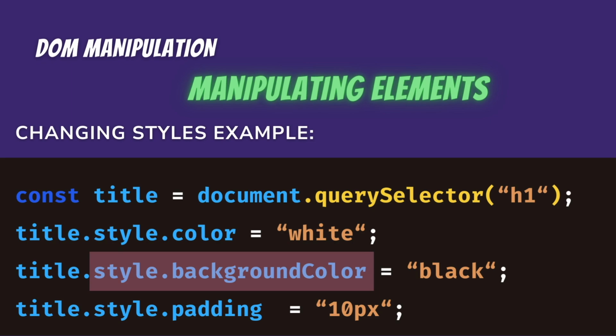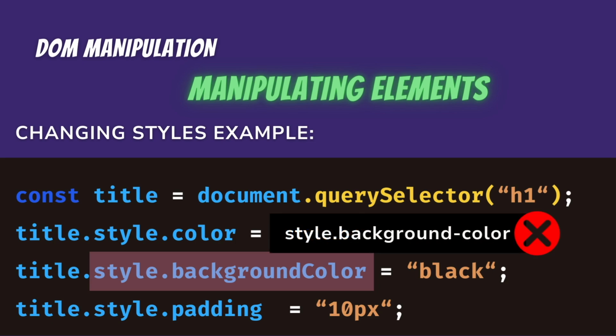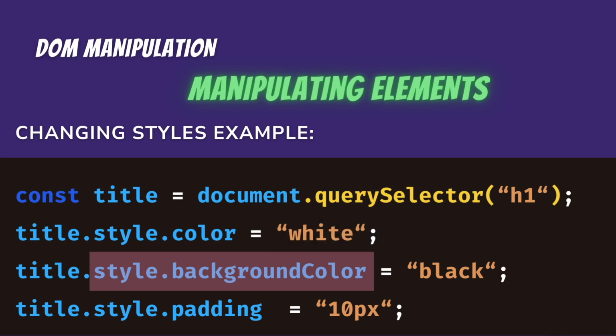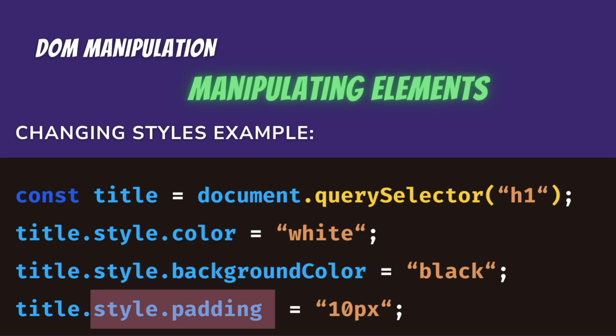We write names using hyphens between words in CSS, but in JavaScript, we write them in camel case. If you write the background color with a hyphen between the words, the code won't work. It's important to remember this. In the next example, we change the padding to 10 pixels. As you can see, both the number and the pixels are written in quotes.